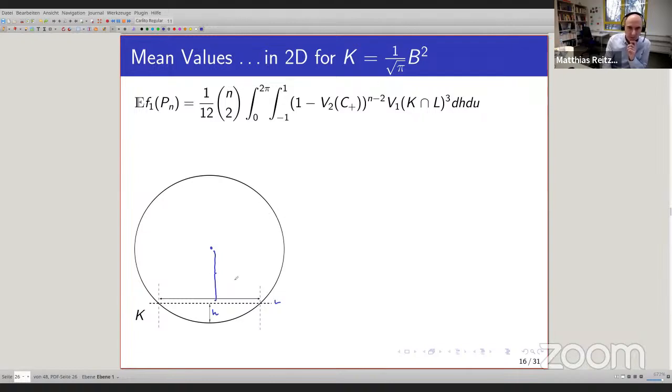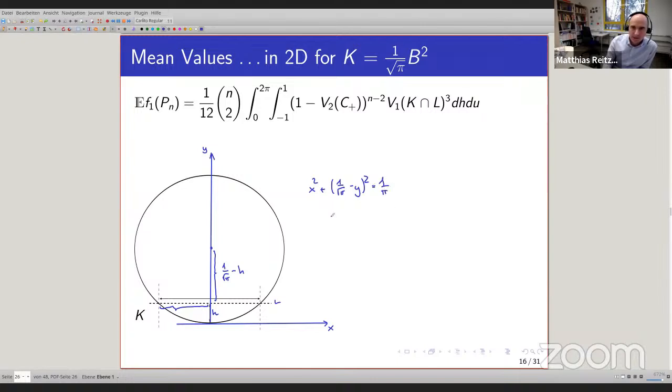And the radius is 1 over square root of pi. So this is 1 over square root of pi minus h. And now I want to compute what this length of the intersection is. What I get here, I introduce a new parameter. So take this is x, this is y, and you're in a circle, so x squared plus 1 divided by square root of pi minus y, squared, is the radius squared. And this tells you that x squared is equal to 1 over pi minus 1 over the square root of pi minus y squared.